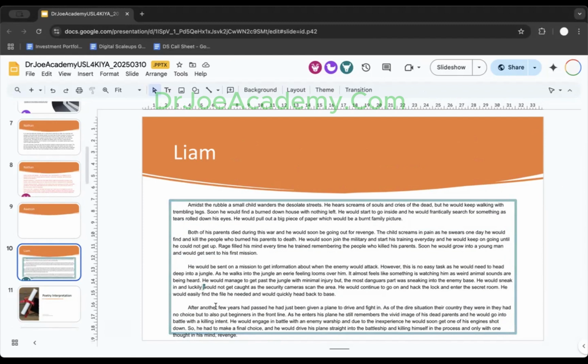Amidst the rubble, a small child wanders the desolate streets. He hears screams of souls and cries of the dead, but he would keep on walking with trembling legs. Soon he would find a burned down house with nothing left. He would start to go inside and he would frantically search for something, as tears rolled down his eyes. He would pull out a big piece of paper, which would be a burnt family picture. Both of his parents died during this war, and he would soon be going out for revenge.